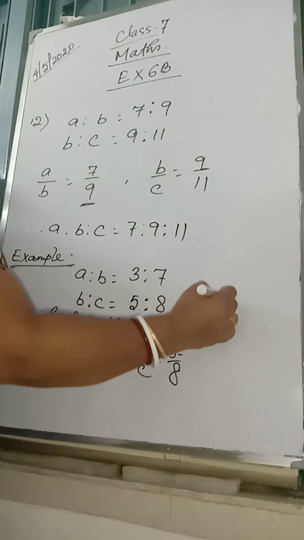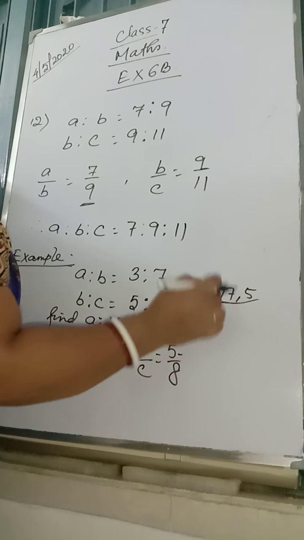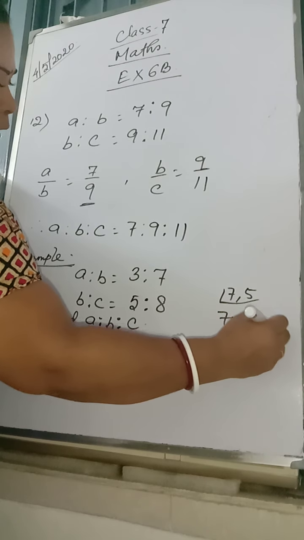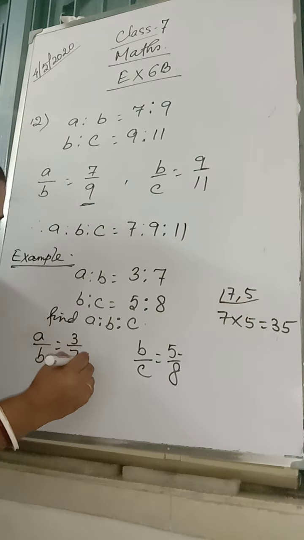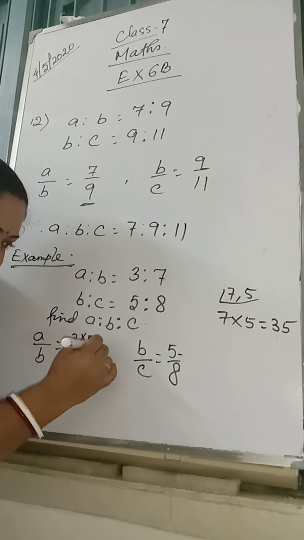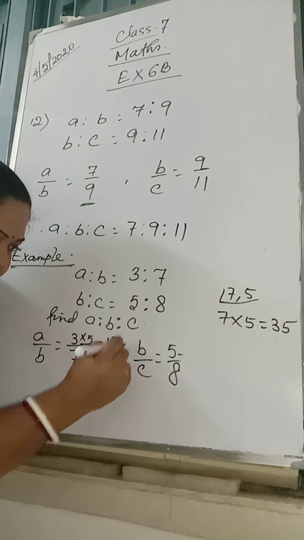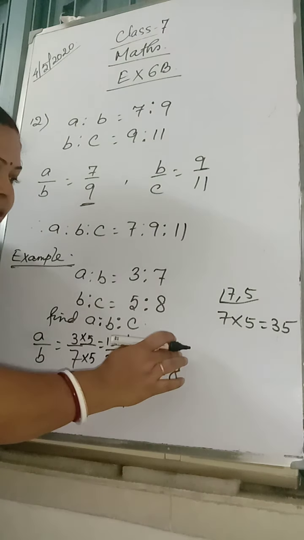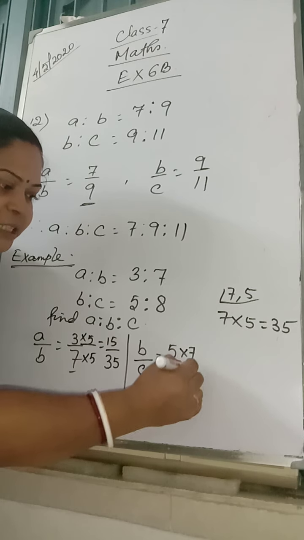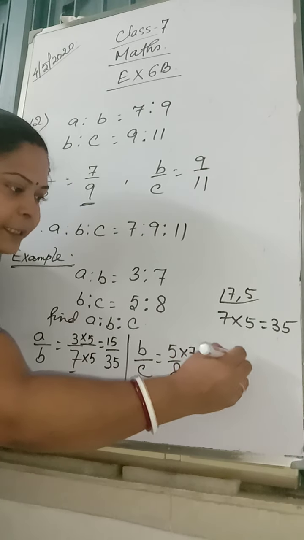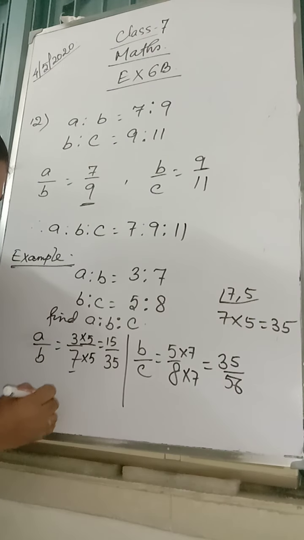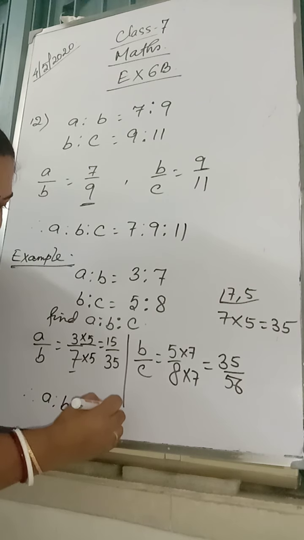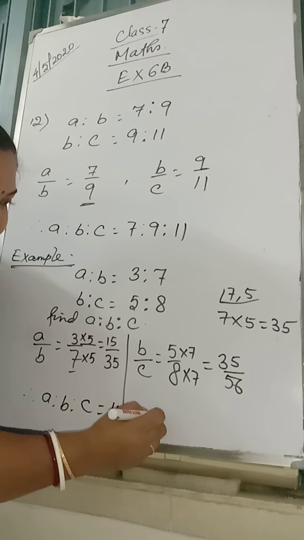So what are we going to do? We have to get the LCM of 7 and 5. It's not divisible by any number, so this will be 7 into 5, 35. Clear? So we have to make this 7 as 35 and we have to make this 5 as 35. So what can we write? Into 5, up and down we have to do it. So this gives you 15 is to 35. And to make this 5 into 35 we have to multiply with 7. So this gives you 35 by 56. Now we got the value of B same. So therefore A is to B is to C will be 15 is to 35 is to 56.